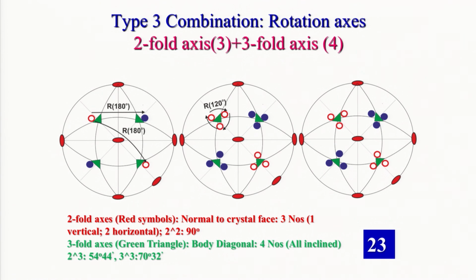And then we have studied another type of combination, where rotation is combined with inversion. We call it roto-inversion. Under this we have studied bar 2, which is equivalent to a mirror. We have studied bar 3, which is equivalent to 3 plus I, and bar 4, which is broadly equivalent to a dyad, and we have studied bar 6, which is equivalent to 3 over m.